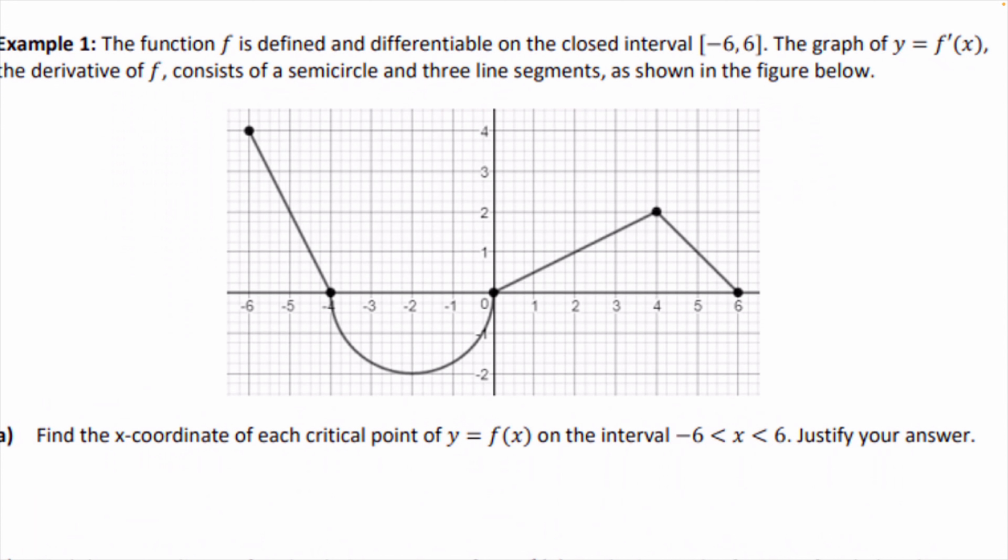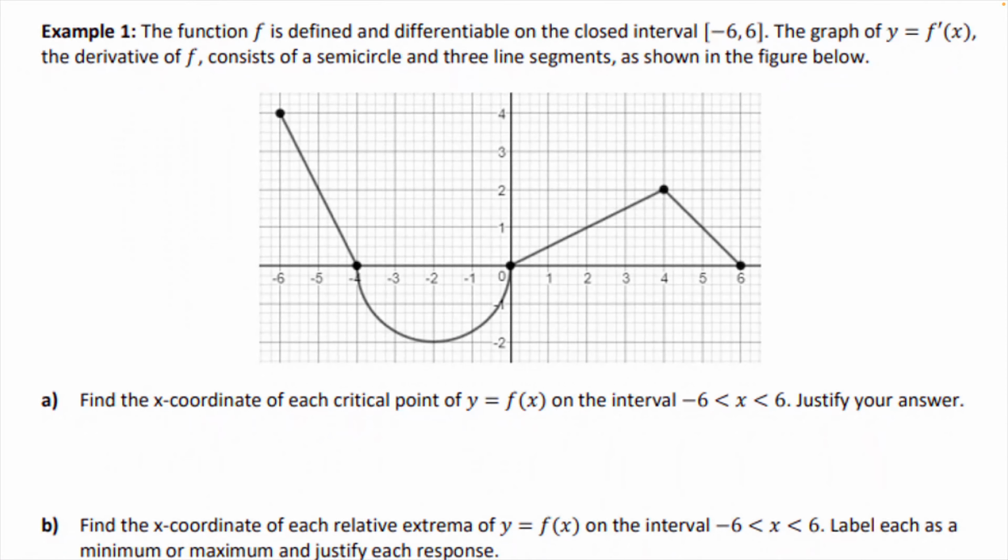Okay, so first thing we got to do is we have a function here, right? The function f is defined, means it's continuous, and differentiable, means it has a derivative everywhere, on the closed interval from -6 to +6, okay? The graph of y equals f prime, in other words, the derivative of f, consists of a semicircle and 3 line segments, which is shown.